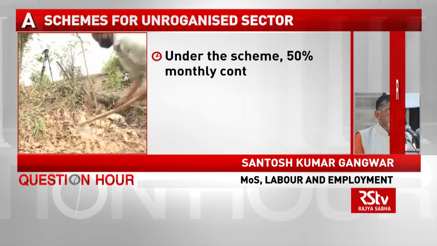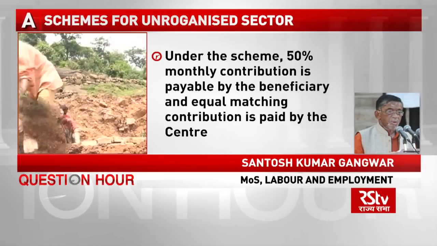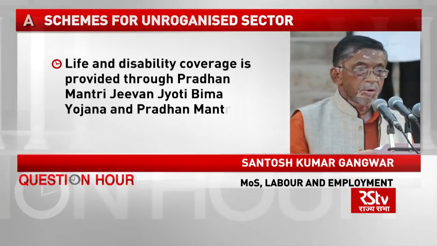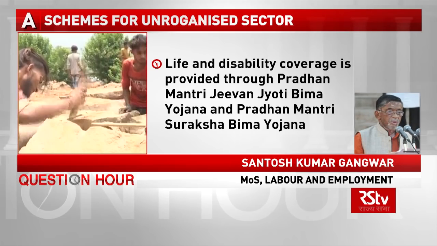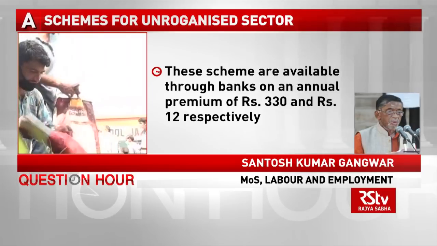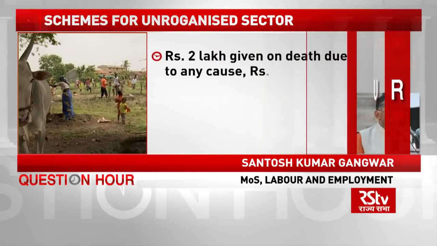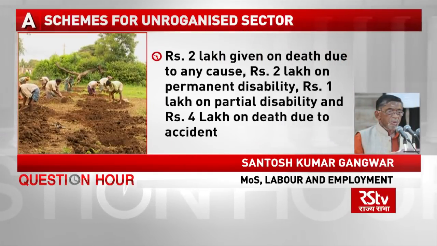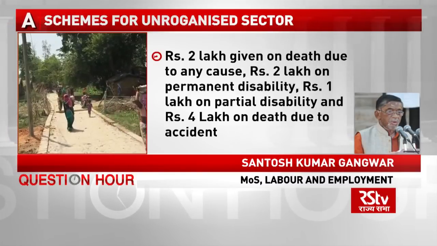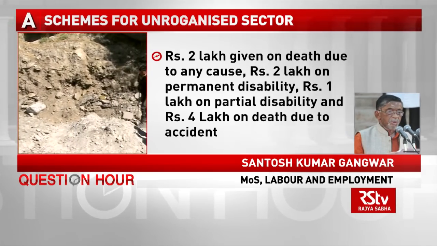Under the scheme, 50% monthly contribution is payable by the beneficiary and an equal matching contribution is paid by the central government. The life and disability coverage is provided through Pradhan Mantri Jeevan Jyoti Bima Yojana and Pradhan Mantri Suraksha Bima Yojana. These schemes are available through banks on an annual premium of Rs 330 and Rs 12 respectively. The benefits under the scheme are Rs 2 lakh given on death due to any cause, or Rs 2 lakh on permanent disability or Rs 1 lakh on partial disability, and Rs 4 lakh on death due to accident. So those were the steps taken by the government for the workers in the unorganized sector or gig workers.